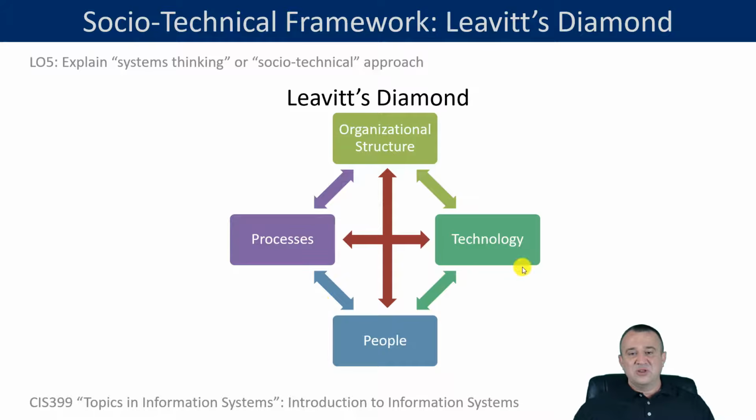So sometimes technology reinforces processes. And obviously, technology has certain processes embedded as well. So it's a mutual relationship back and forth. Overall, all those components are mutually dependent. They all influence each other in this Leavitt's diagram.